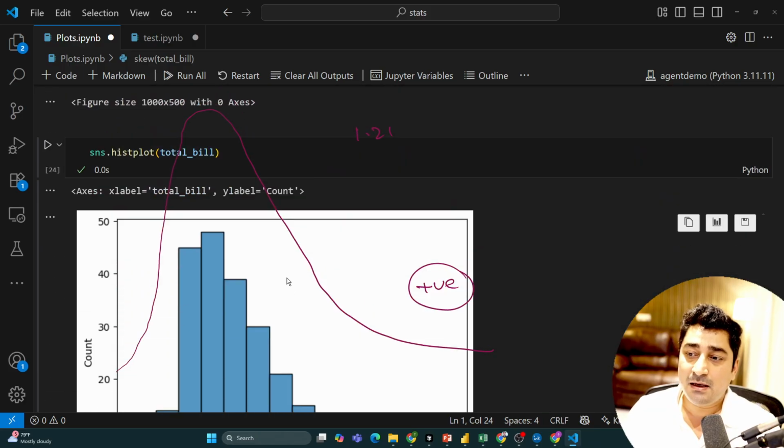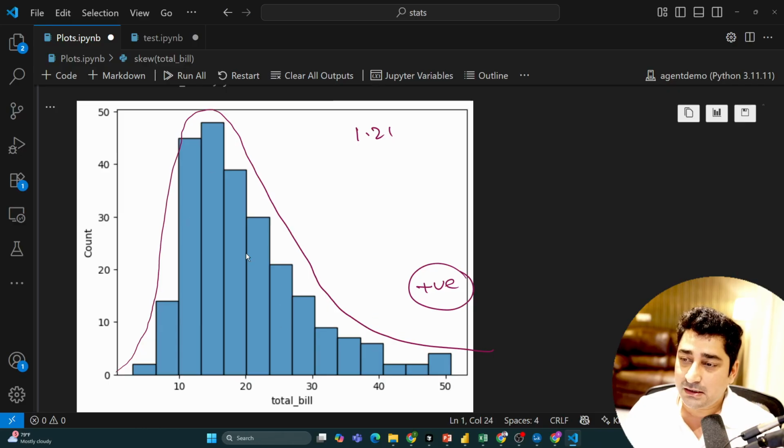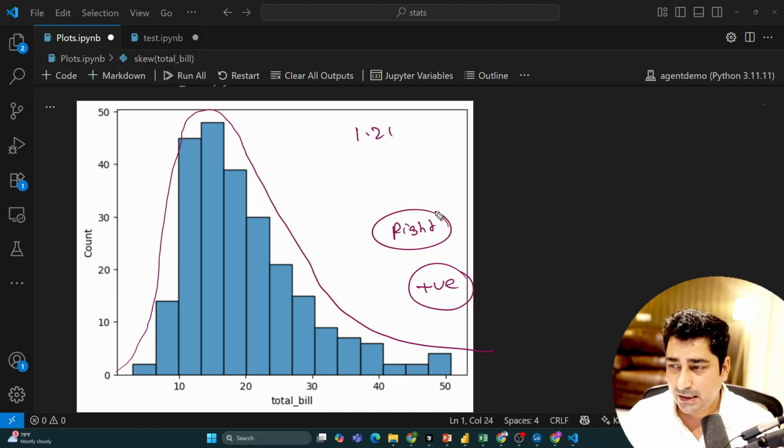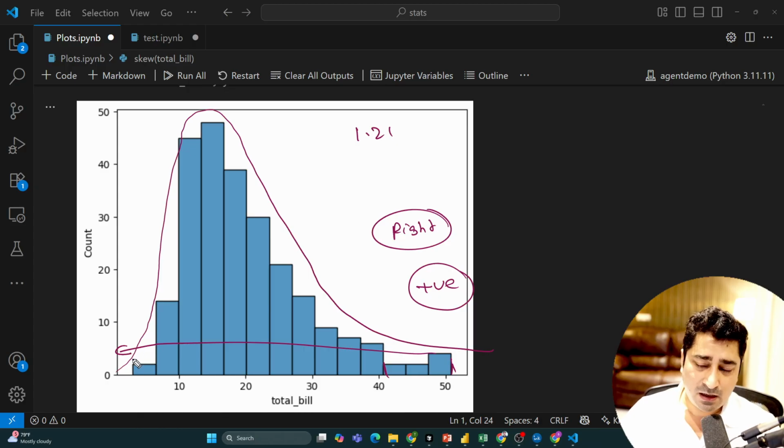And the same thing I am able to find out even with the help of this particular graph, that it's positively skewed, on the right hand side. My right hand side data is skewed, which means there are some people, not many, maybe 5 people, you can say, who have paid more bills over here. This is what it means. And the same is getting reflected over here. As simple as that.